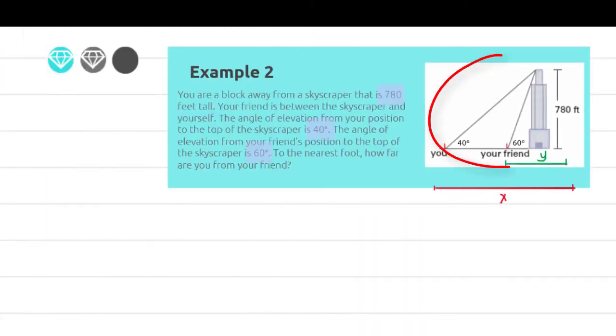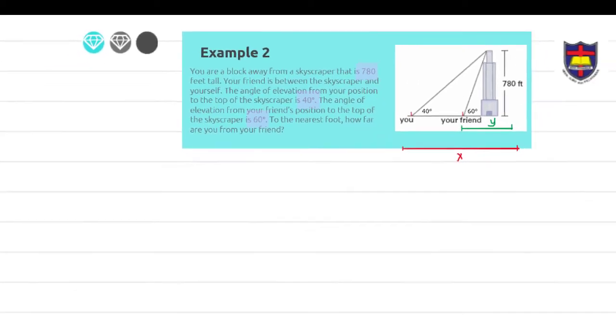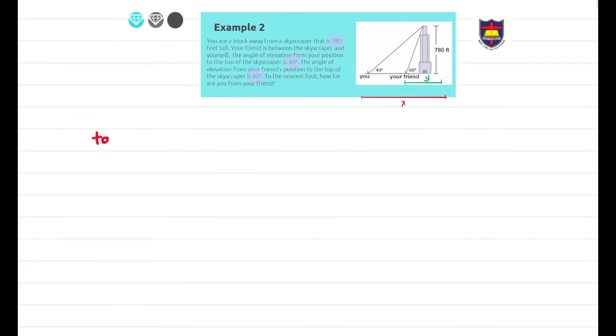So at the bigger triangle, we have the relation between x and 780 using opposite over adjacent. So what is that? That is tangent, right? So we have tangent 40 degrees equals 780 divided by x. So x is 780 divided by tangent 40. So let's keep this first as our first equation.